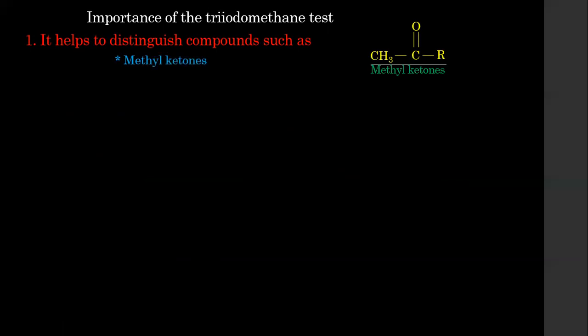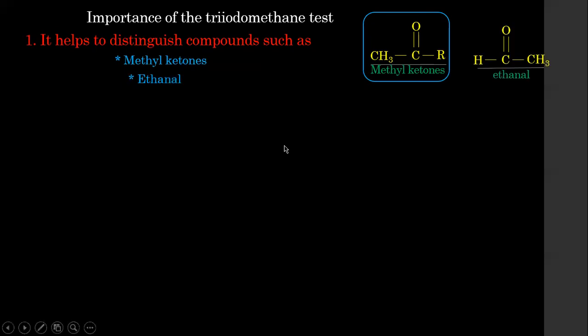A structure has come onto the screen. Methyl ketone. Don't think about this R group. It can be anything. The most important thing is there's a CH3 group attached to the carbonyl functional group. Don't forget it. And then we have the next one. It is ethanal. This is the third one I discussed in the lesson. Ethanal, see the structure of ethanal. Ethanal is the only aldehyde which gives the iodoform test because it has a CH3 group.